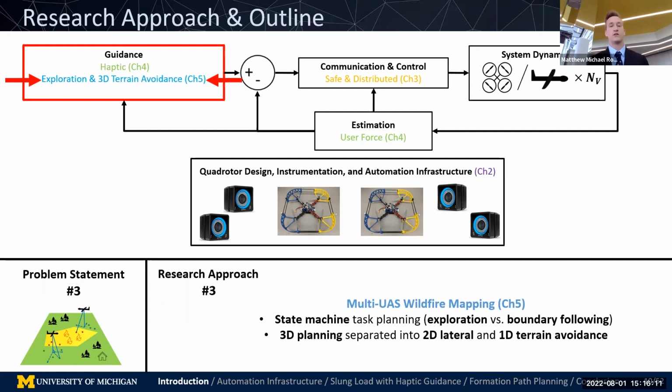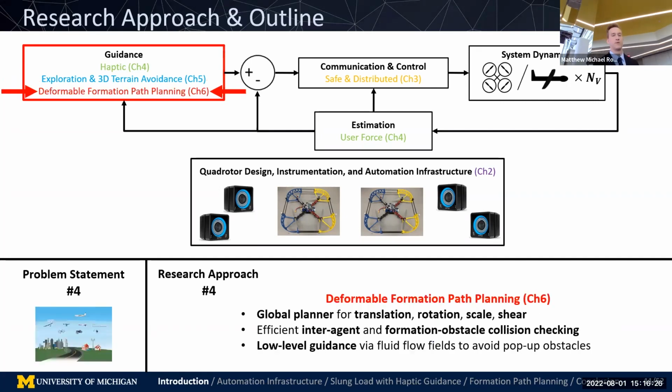Approach number 3 is on the multi-UAS wildfire mapping. And what we did is we used a state machine to do task planning to allocate UAS between exploration and boundary following modes. And we achieved computational efficiency by separating a 3D planning problem into a 2D lateral and 1D terrain avoidance problem. Lastly, in research approach number 4, it's on the deformable formation path planning.